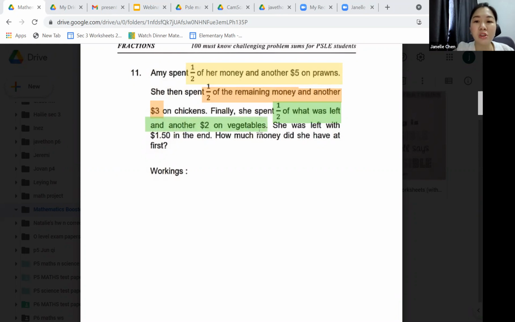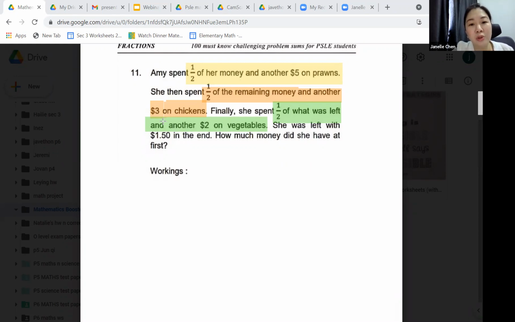When you see questions like these, what do you think you will do first? What method is it? I realized that there's a lot of students that will be able to continue after I start the question for them. But the problem is they are not able to identify how to start the question. They do not know what kind of method to use. Maybe is this guess and check? Is it work backwards? Or do I have to do model? Do I do ratio? Or do I do it by fraction?